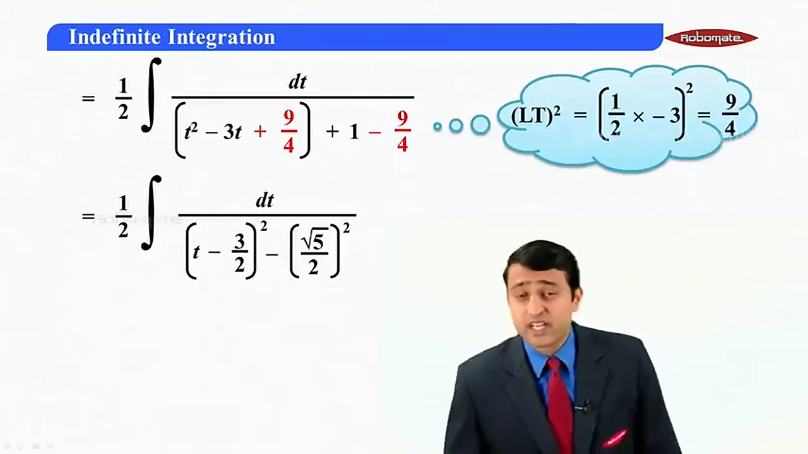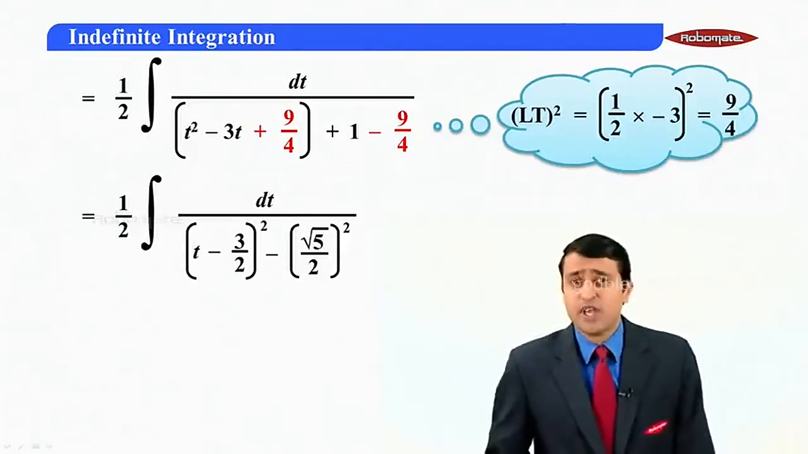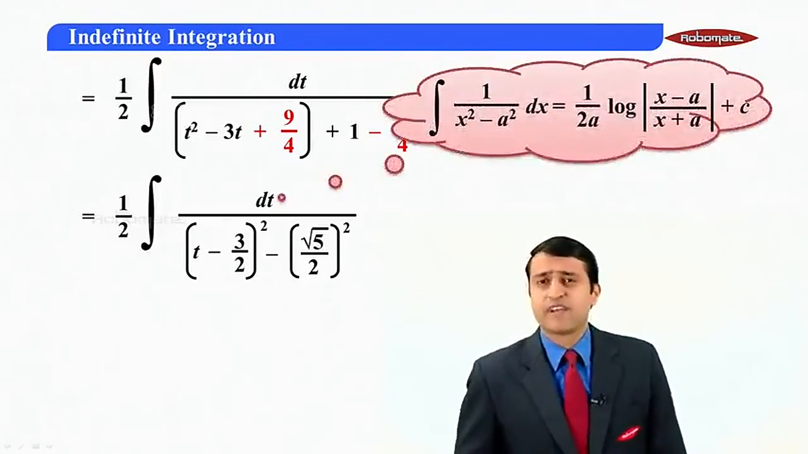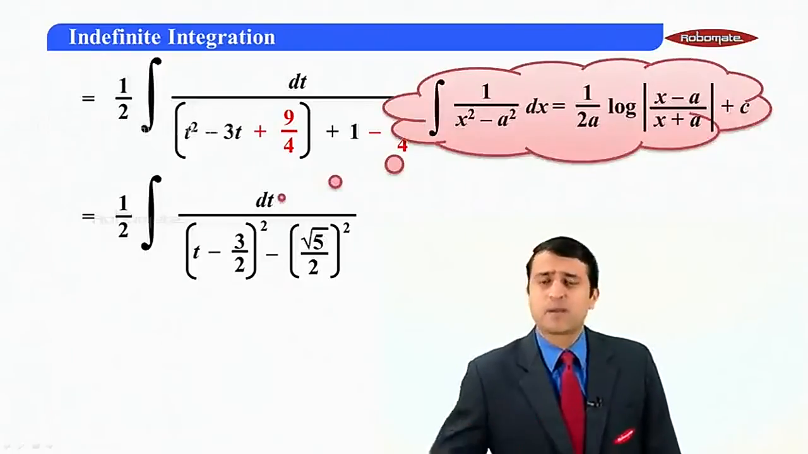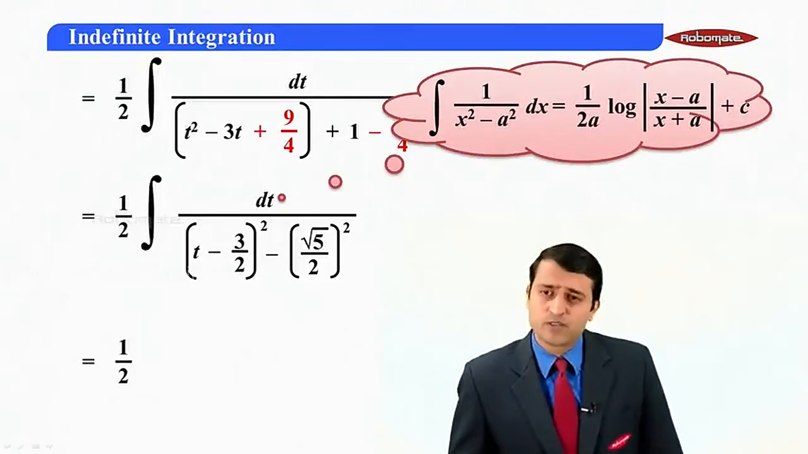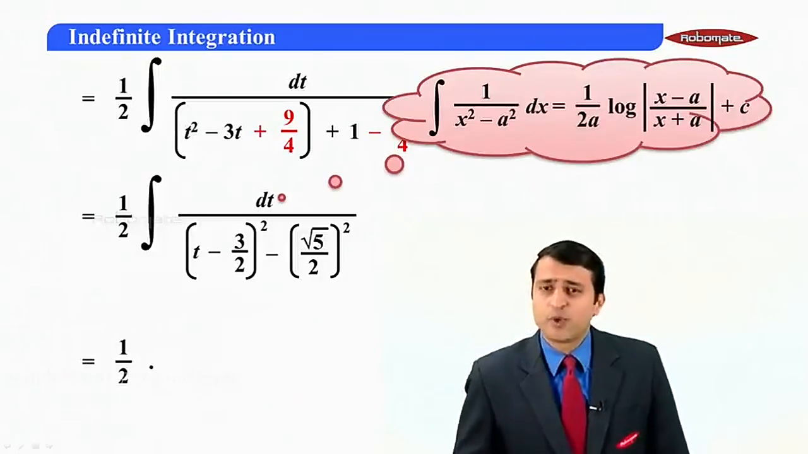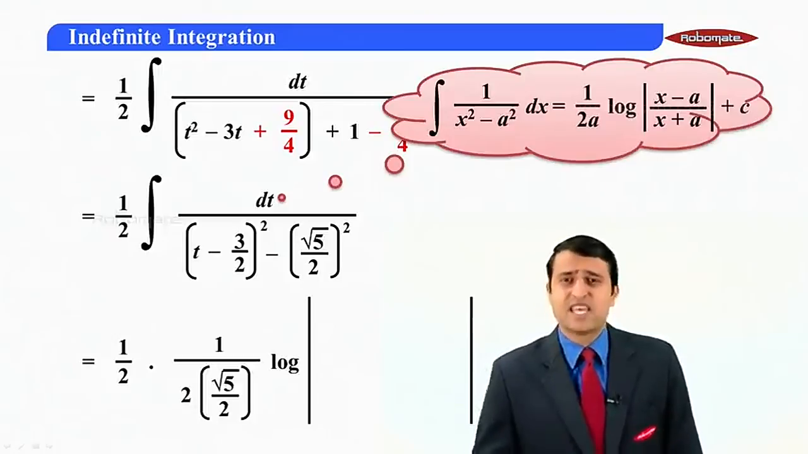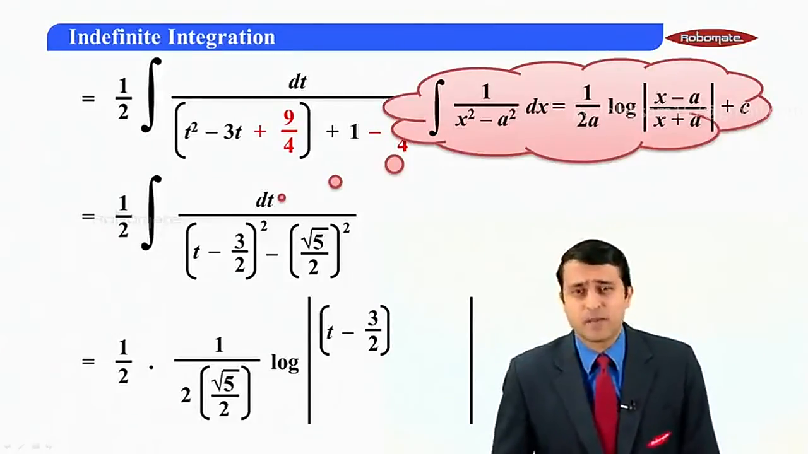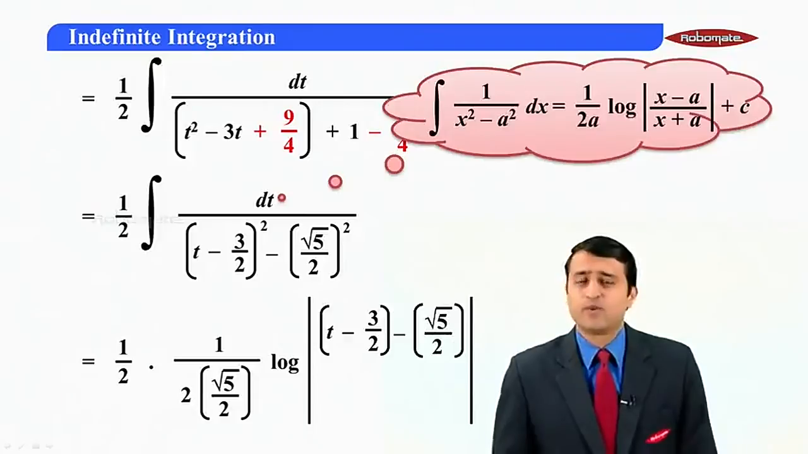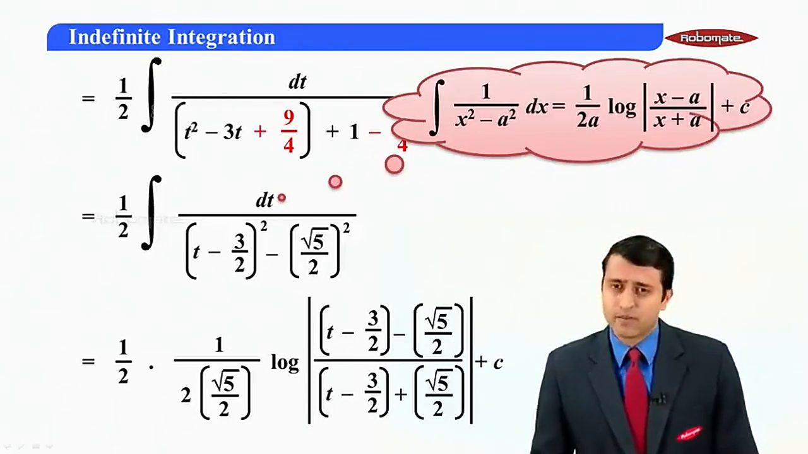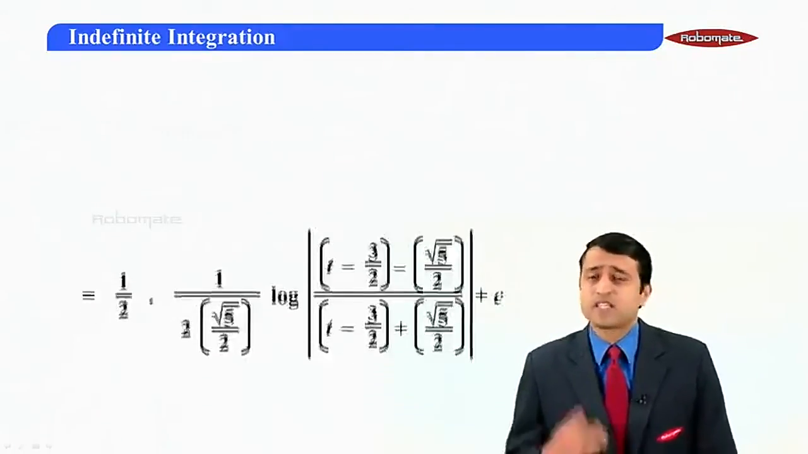Now my dear students, the integral which is there in front of me right now is of the form 1 upon x square minus a square, which is nothing but 1 by 2a log mod of x minus a upon x plus a. So let us apply the formula. First the 1 by 2 which was outside as it is, then 1 upon 2 into root 5 by 2, can I write that? Log mod of, can I say x minus a means t minus 3 by 2 minus root 5 by 2 upon t minus 3 by 2 plus root 5 by 2 plus c. Is that okay, my dear students? Let me copy this step and then simplify.